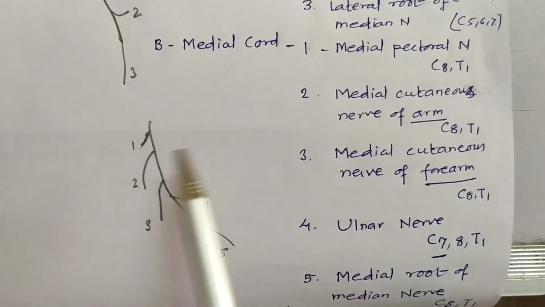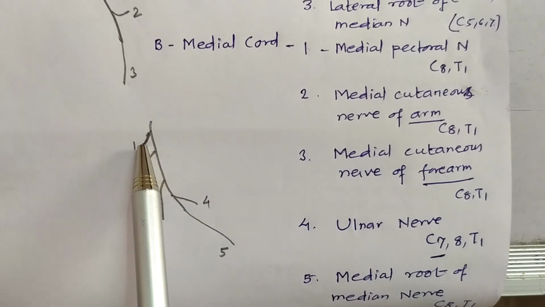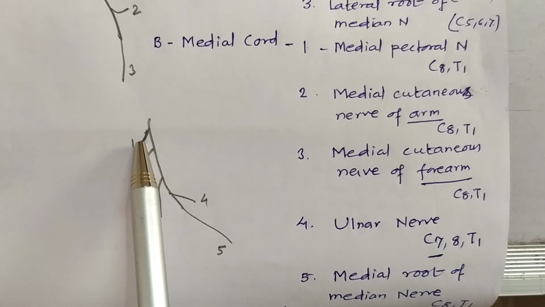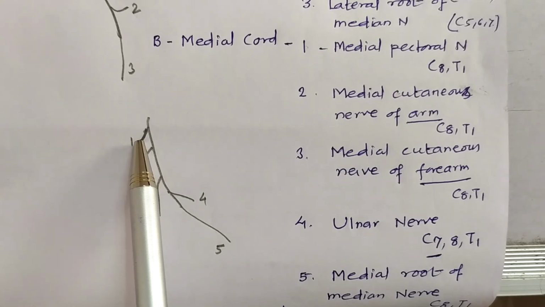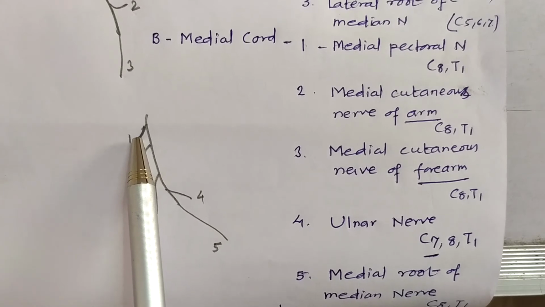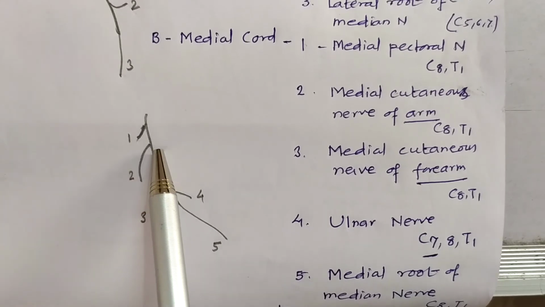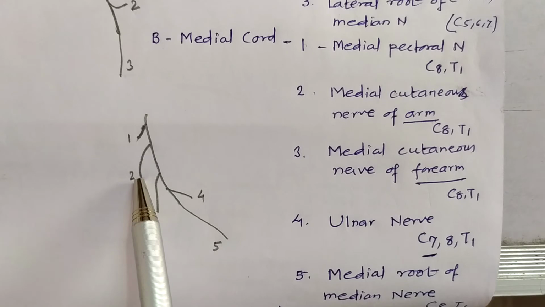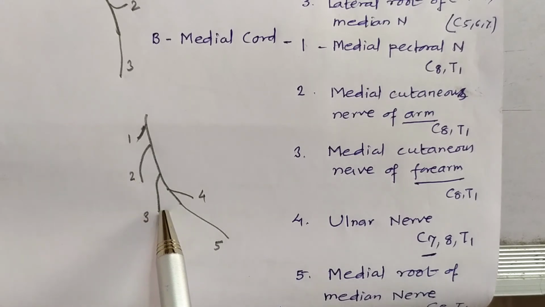The medial cord gives five branches. First is medial pectoral nerve. It pierces pectoralis minor muscle and supplies both the pectoral muscles, that is pectoralis major and pectoralis minor. The second branch is medial cutaneous nerve of arm. It supplies the skin on medial side of the arm. Third branch is medial cutaneous nerve of forearm. Means it supplies the skin on medial aspect of the forearm.